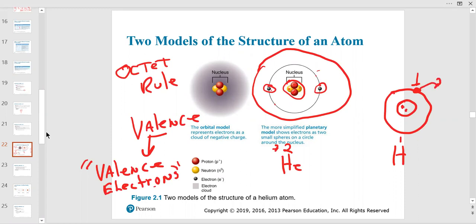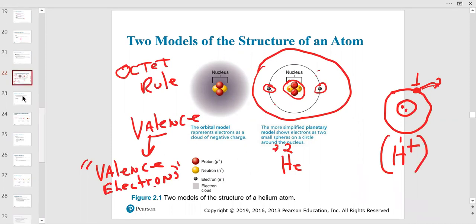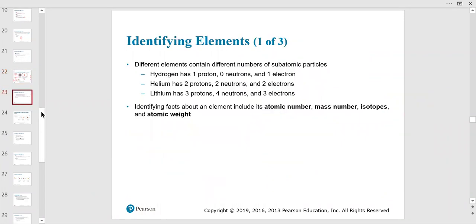So if that electron jumps off and goes and meets up with somebody else and this hydrogen is left alone, it's going to be a positively charged ion because it lost an electron. So that's a really common one. And that's the one we'll talk about the most, I think. I think that and sodium, we talk a lot about sodium.